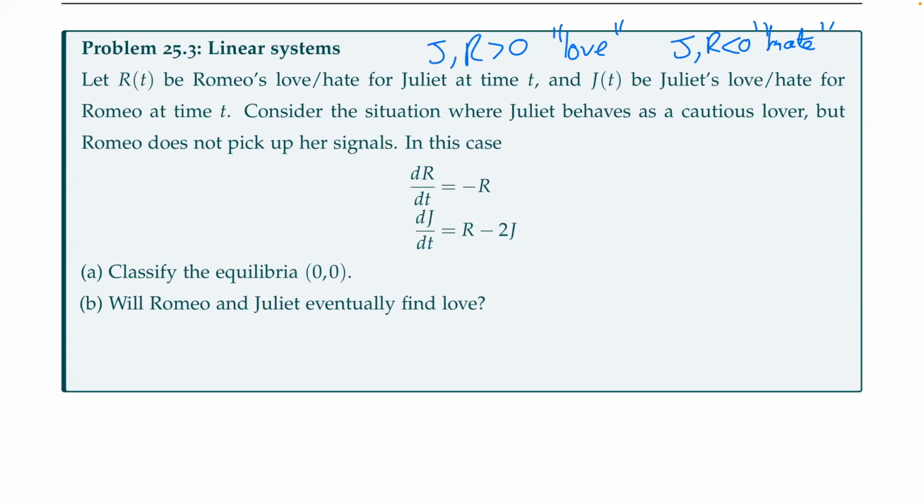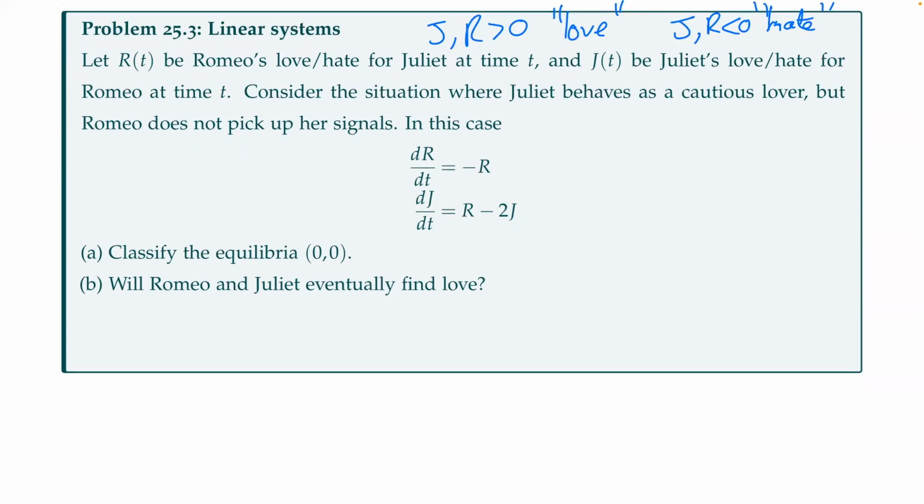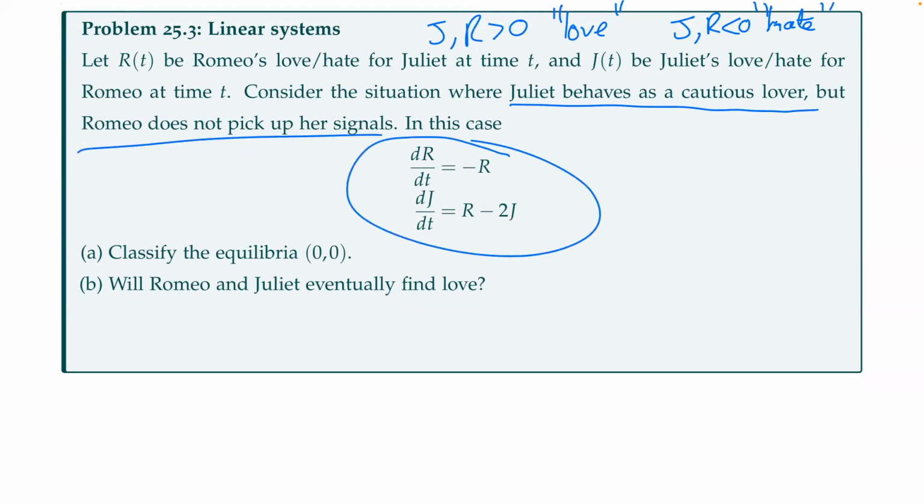Or disliking. It's not as strong as hate. And here we've got a slightly different setup to what we had before. So Juliet is a cautious lover, but Romeo does not pick up on her signals. Okay, we're told that this is our model here.